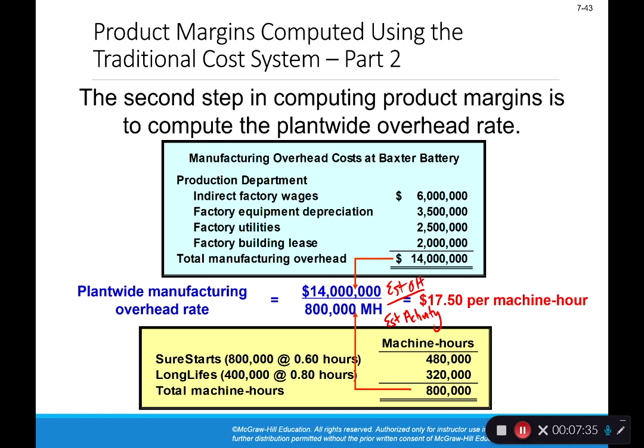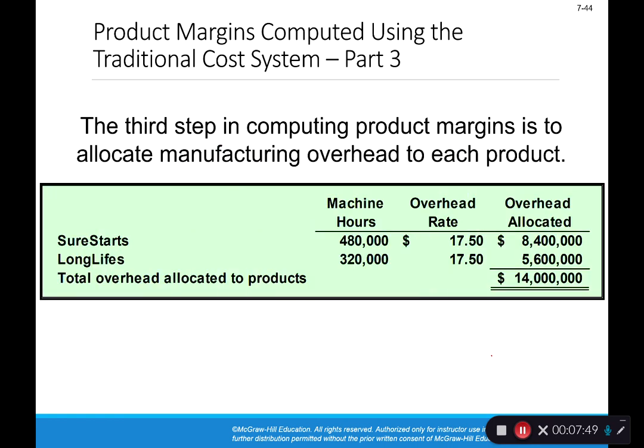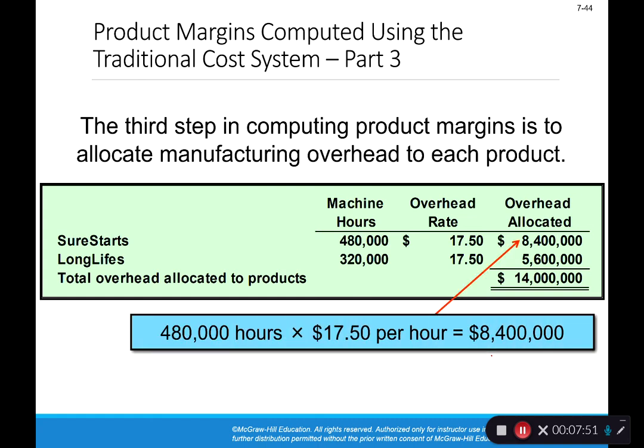Then what we're going to do is figure out the machine hours utilized by each of our products. So we can see that Sure Starts uses 480, Long Lifes 320, and the next step, much like ABC, would be to take our rate times our driver. So that's what we'll do here, and that gets us our overhead allocated. Certainly it's a lot quicker and easier than using ABC costing, but we're going to get a much different result. So again, to allocate the overhead, you take your predetermined overhead rate times the actual activity. One step and we're done.